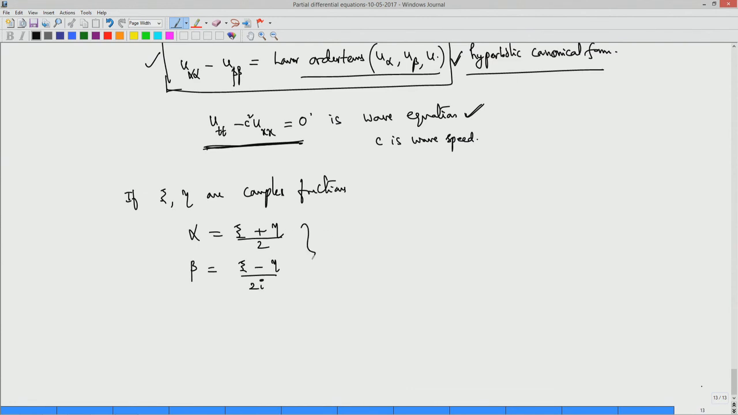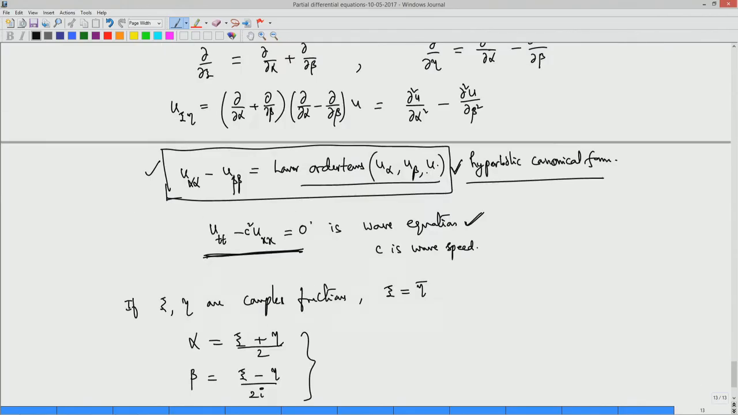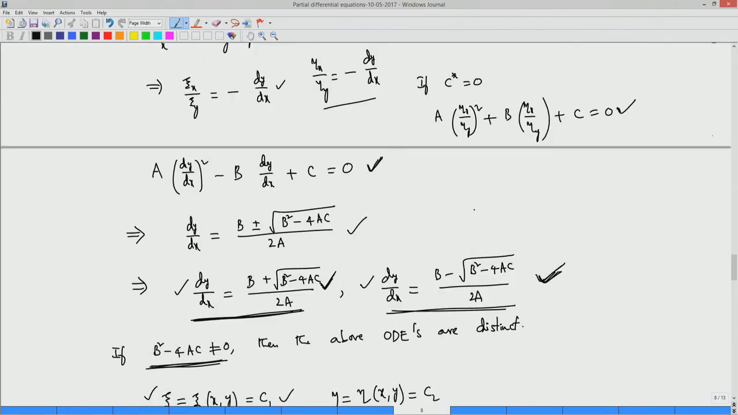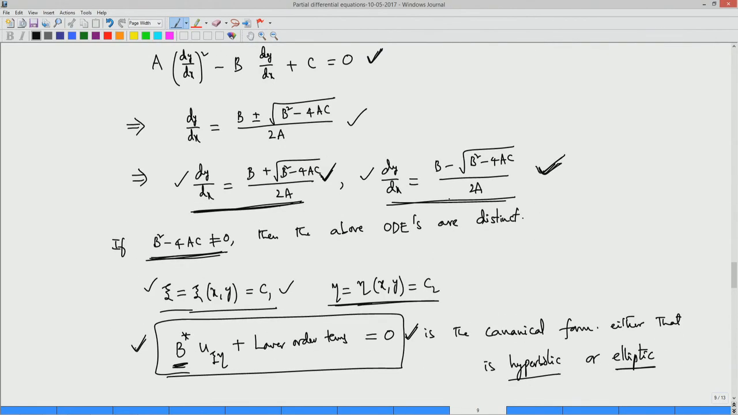If xi and eta are complex functions, first of all xi is equal to eta bar, right. So how did you get your xi and eta? Basically when the discriminant is non-zero, these are the two differential equations where a, b, c are real valued functions. When you take this bar, this gives you xi and this gives you eta. Y of x is whatever you integrate, that will be xi of x here, and this is eta of x here.